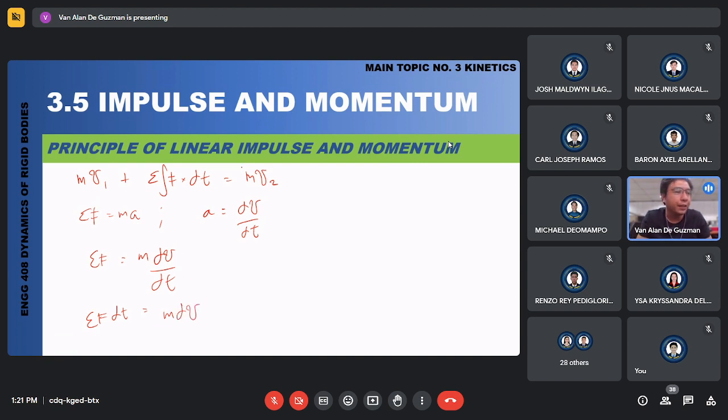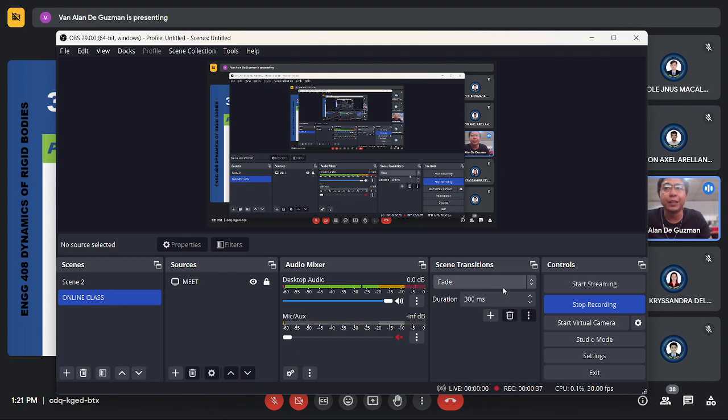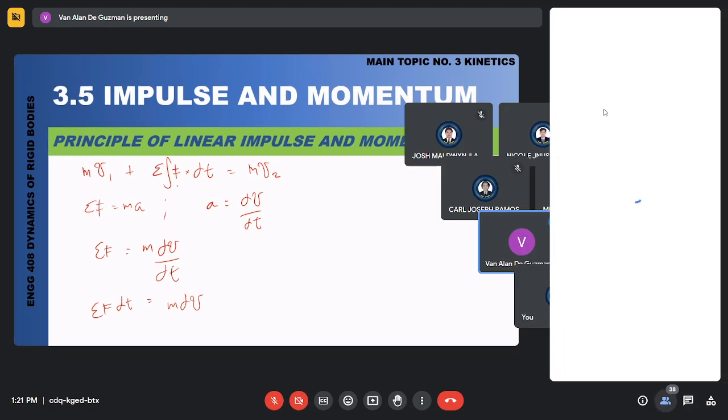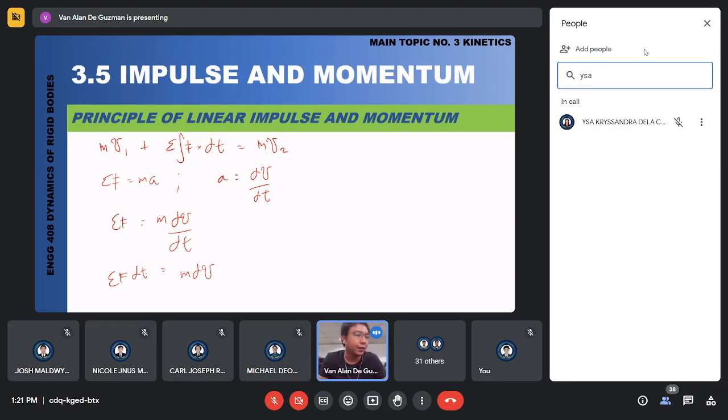So, ano yung mapapansin na natin dyan? This one, very similar na to dito. All you need to do is apply yung ating upper and lower limits. Kasi basically, this is the force times the change in time. Ito na po yung ating impulse. Yung ating impulse is the force associated with the duration in which that force is applied. Yun na po yung ating impulse.